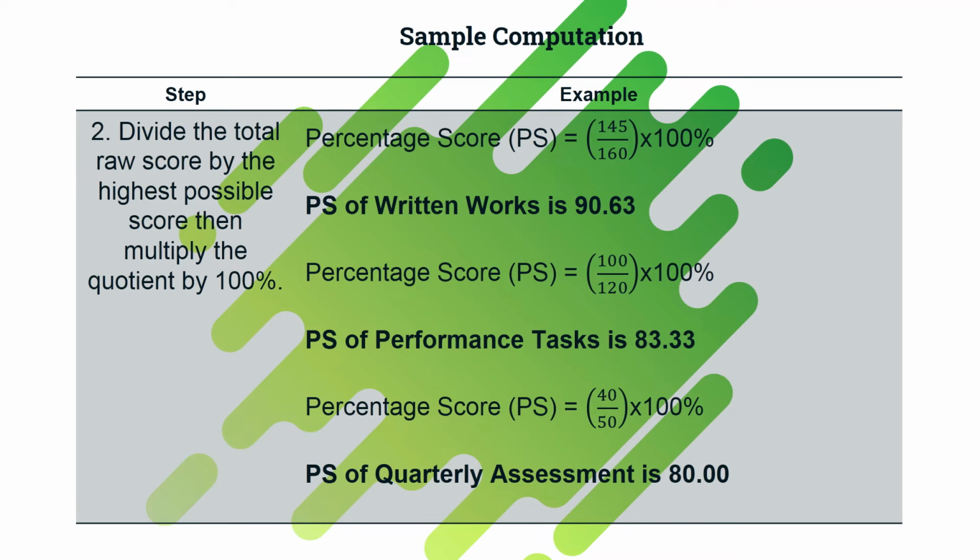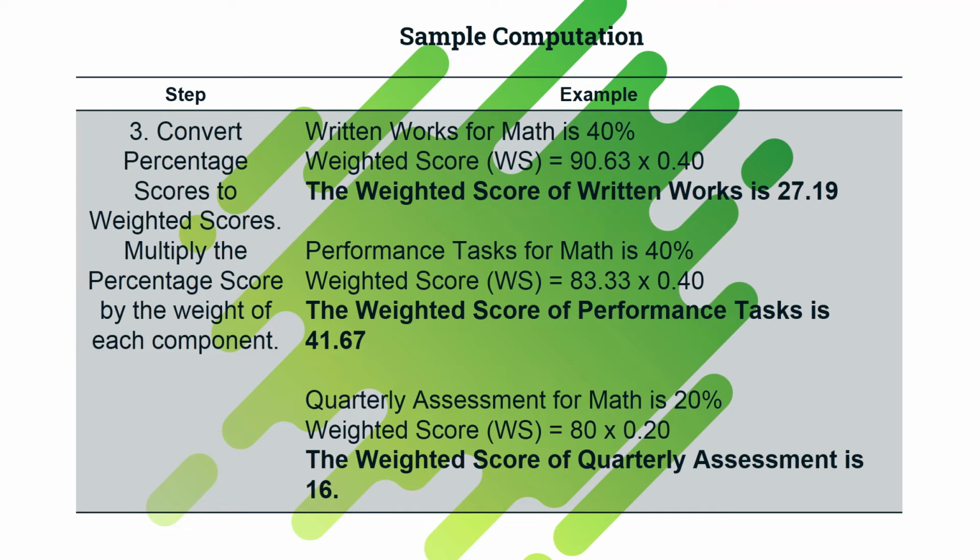Step 2. Divide the total raw score by the highest possible score, then multiply the quotient by 100. The percentage score of WW is 90.63. The performance task is 83.33. The percentage score of QA is 80. Suppose these data are for the math subject. Then we will follow the distribution of weights for the math subject in this example.